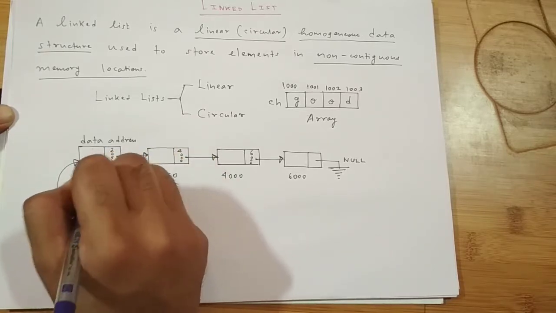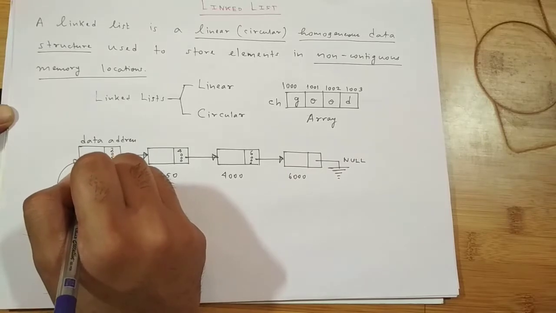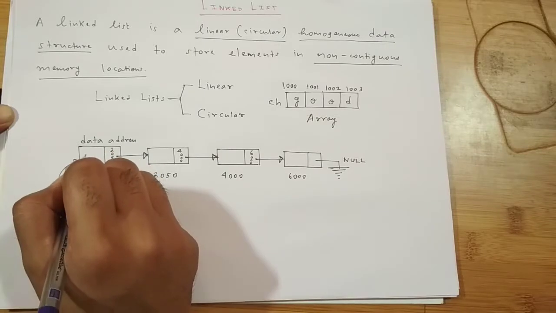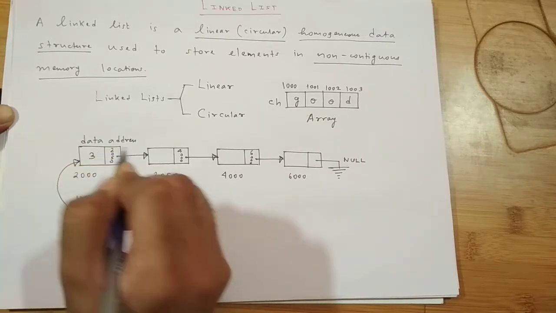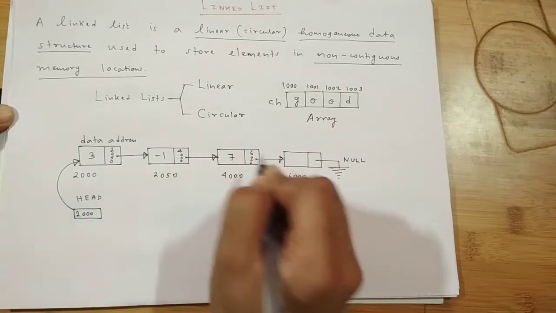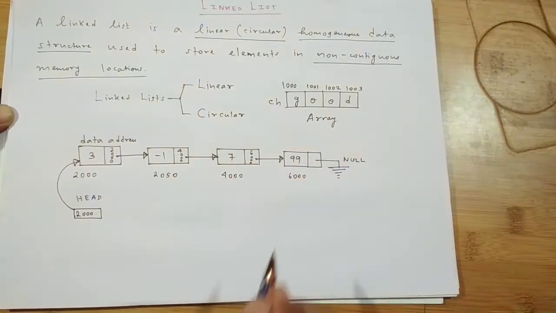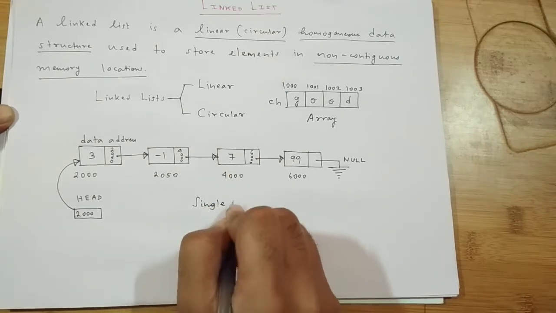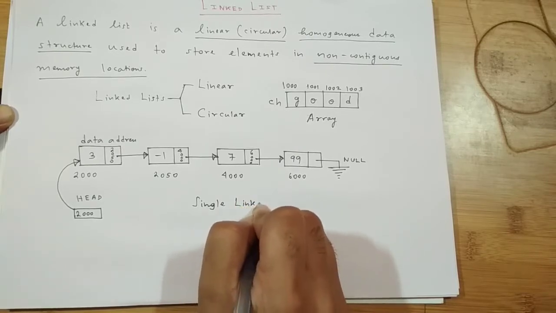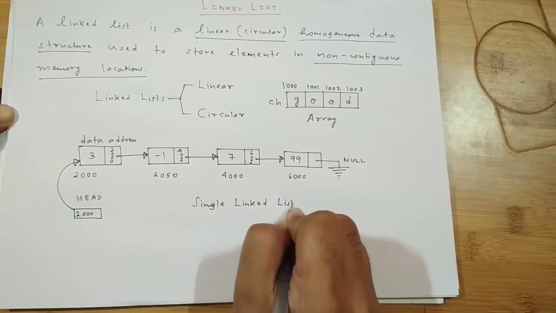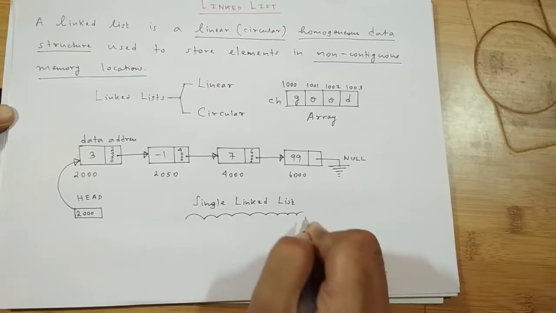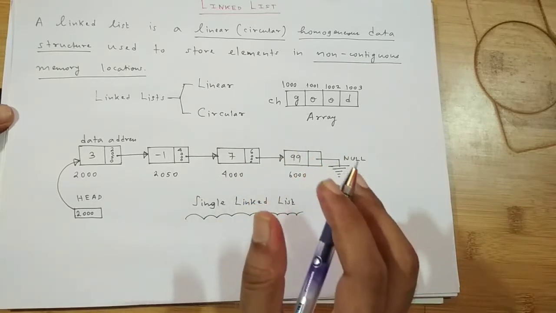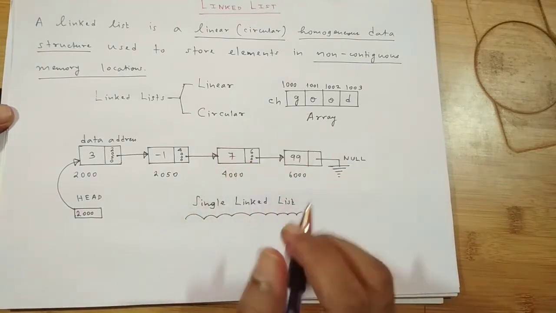And what about the data part? The data part can have any valid integer value because we are considering a linked list of integers. So I'll have in my data part integer values. So let's say 3, -1, 7, and 99. So this is what you call a single linked list. Right? We'll go over each of the linked lists in detail, but this is just an introductory video just to make you understand how linked lists are organized in memory.